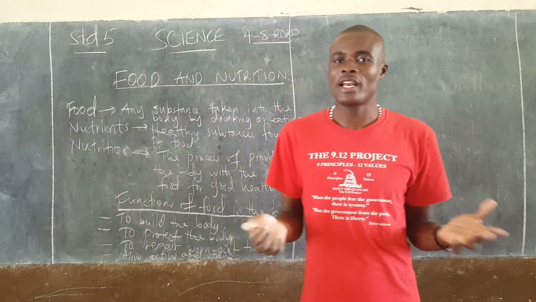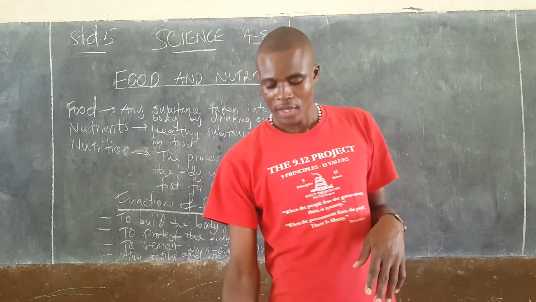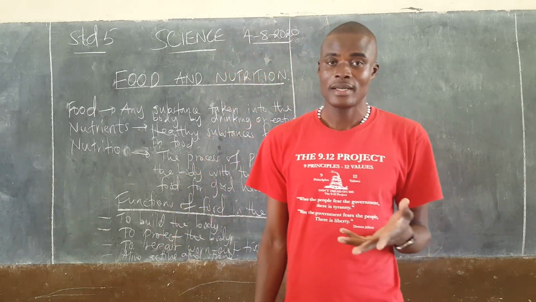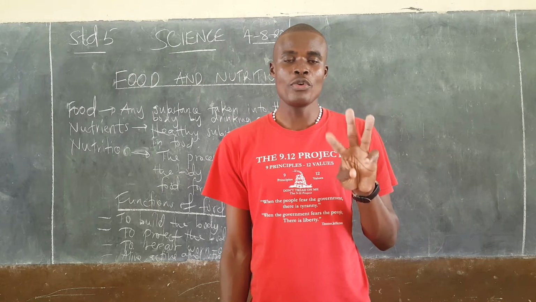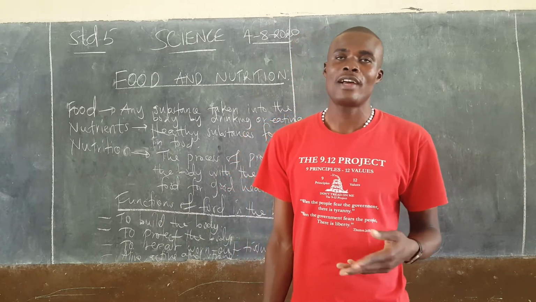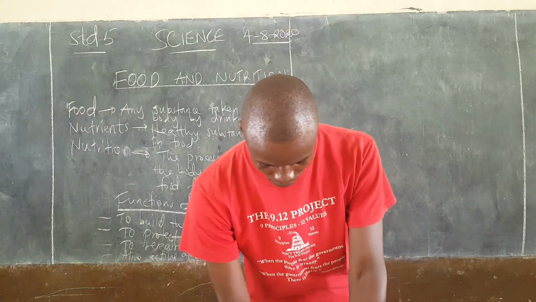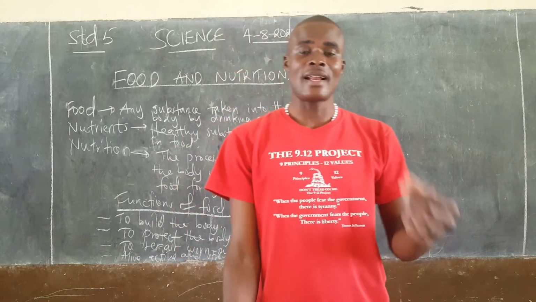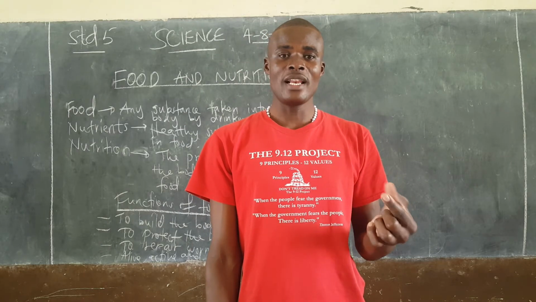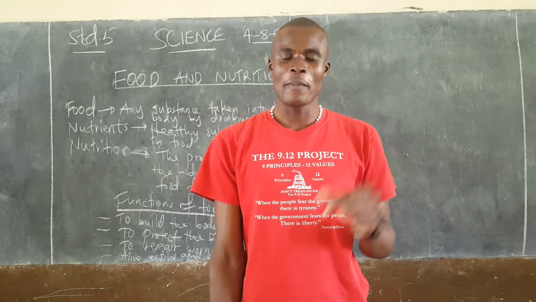So if you can remember very well, in our last lesson we looked in detail at the topic soil, and we were able to look at very many things about soil. We looked at three types of soils: clay, loam, and finally sandy soil. And we mentioned that sandy soil has a rough texture, meaning it has larger spaces. Then clay soil is fine in texture, meaning it has very fine particles.